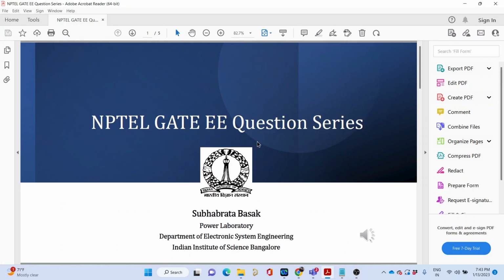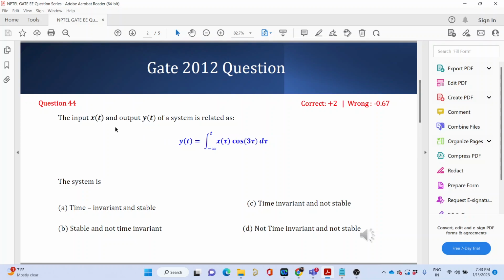Okay, now let us move on to this question. The input output relationship of a system is given to you. That is y(t) equal to the integral from minus infinity to t of x(tau) cos 3 tau d tau. You need to find out whether the system is time invariant, and whether it is stable or unstable. Four options are again given to you, and you need to find out the correct option. So I will give you 5 minutes again to solve, and then we will go ahead with the discussion.